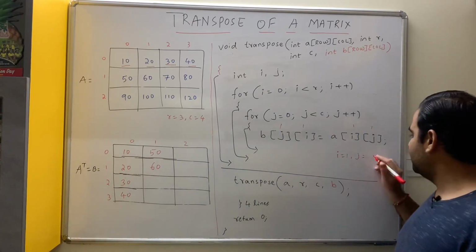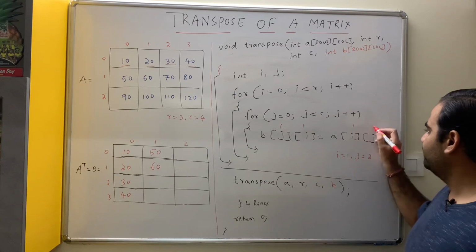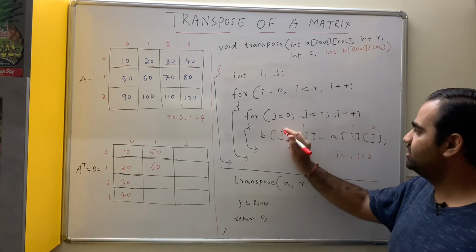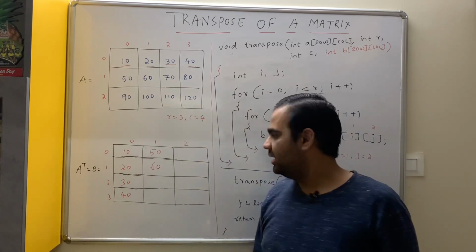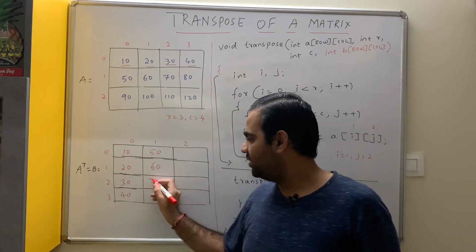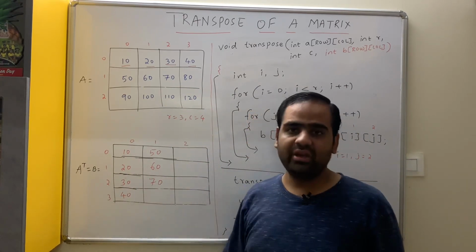Again you say j plus plus, the value of j will become 2. Now this is 2, again this is 2. You take a of 1 2. Now what is a of 1 2? 70, and you write it at b of 2 1. This is b of 2 1, you write 70 over here.